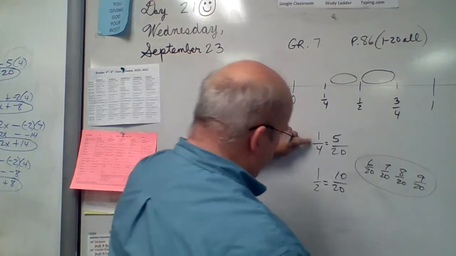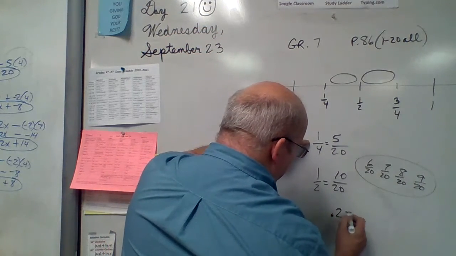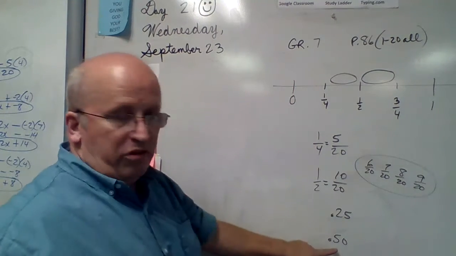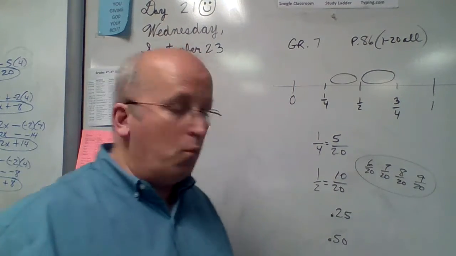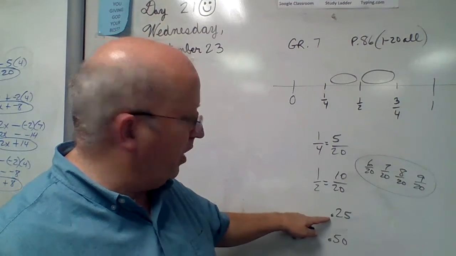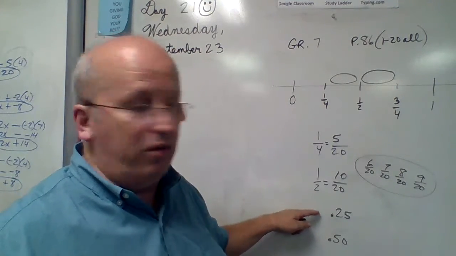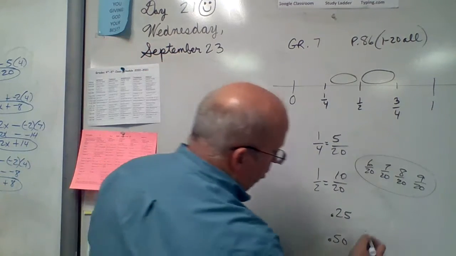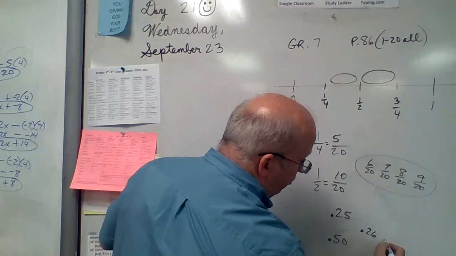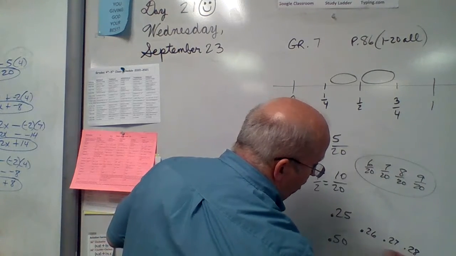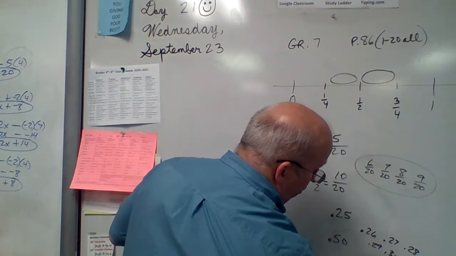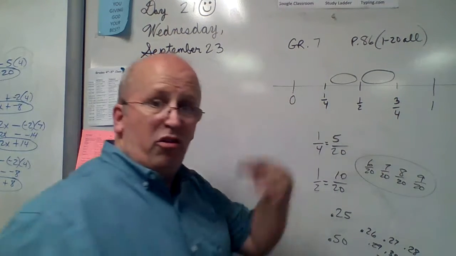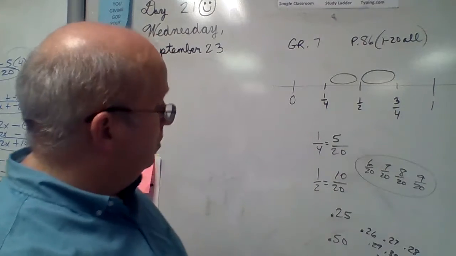What if I change these into decimal numbers? This is 0.25, and this is 0.5, right? Now notice I wrote it as 0.50. 1/4 is 0.25. 1/4 of a dollar is 25 cents. A half a dollar is 50 cents, right? What's in between these numbers? Well, a whole slew of numbers, right? 0.26, 0.27, 0.28, 0.29, 0.30, 0.31, 0.32, 0.33, and so on, and so on.